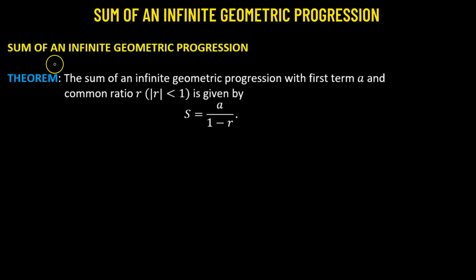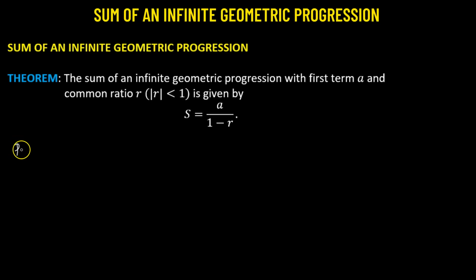In this session, we will discuss the sum of an infinite geometric progression. So we have a theorem that states that the sum of an infinite geometric progression whose first term is given by the letter a in lowercase and the common ratio r in lowercase, and also there's a condition for the common ratio. That means the absolute value of the common ratio must be less than 1. Then the sum is given by the first term divided by 1 minus the common ratio r.